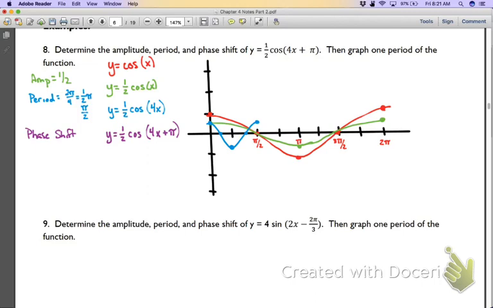What two numbers do I have to worry about? The pi and which one? The 4, right? So what is this actually? If it's a plus, which way is it going to move? Left or right? It's going to move left. Okay? So it's going to go left. How much? Pi over 4? Right? Okay? Because we move it left pi over 4.